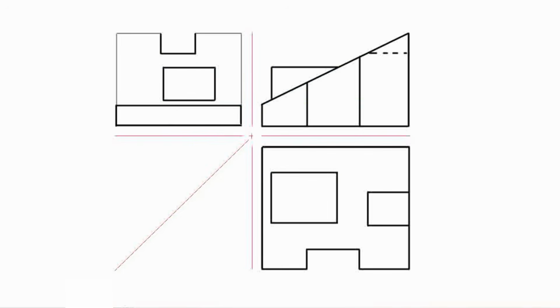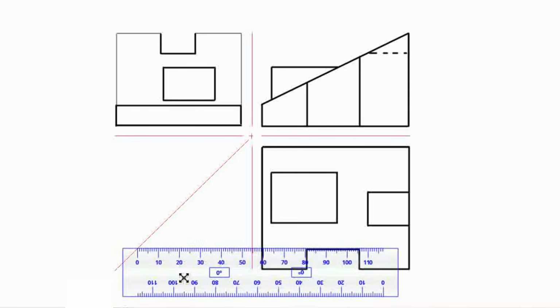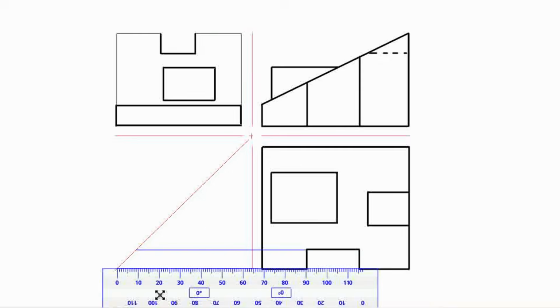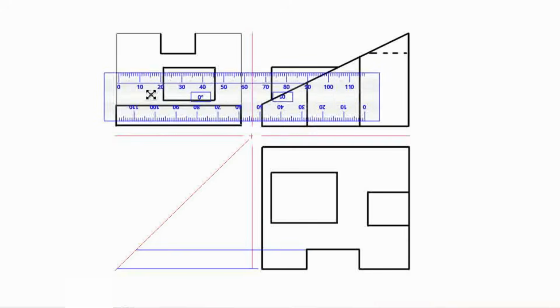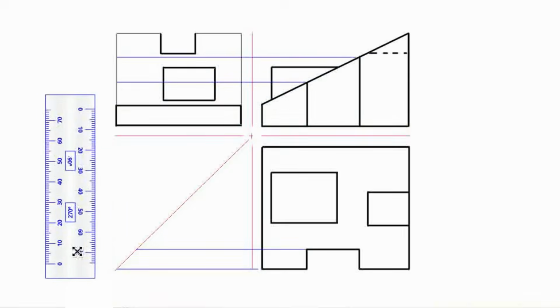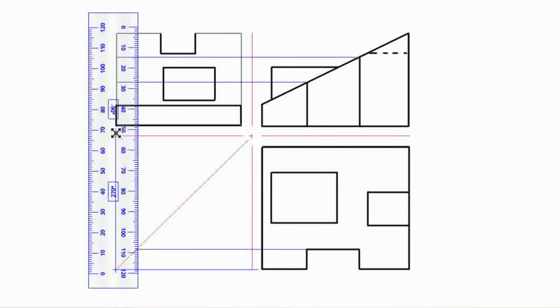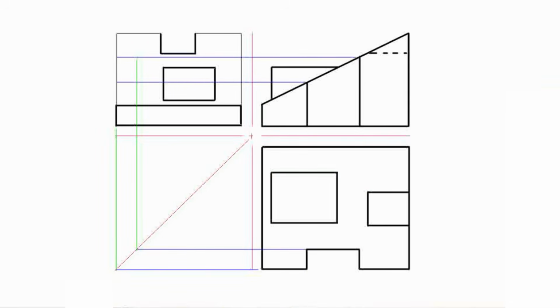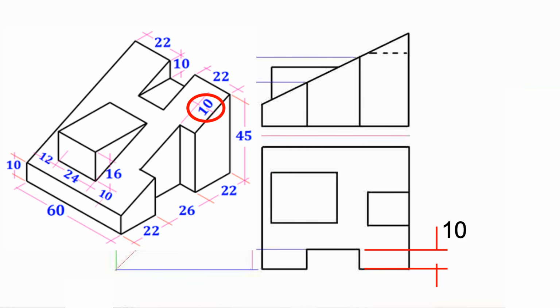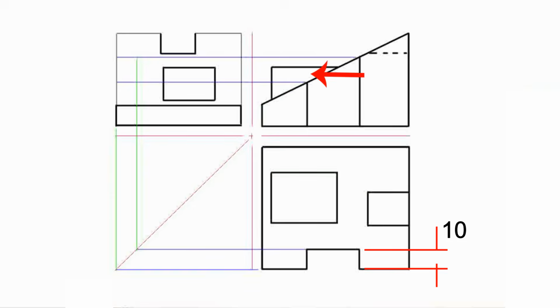The remaining feature is the hole at the bottom end, as seen in the top view. To find where this hole appears in the side view, we project horizontal lines from both the top view and front view. As before, width information comes from the top view. Height information comes from the front view.